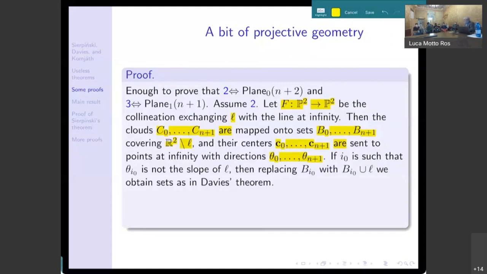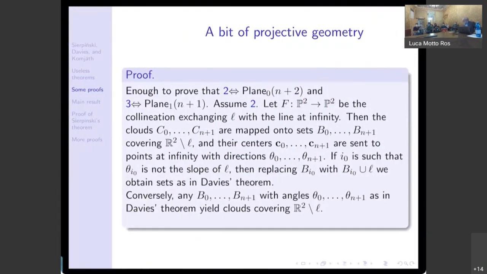But don't worry. Choose an index i_0 such that θ_{i_0} is not the slope of this line, and obviously it must be one. And just color that line, so replace B_{i_0} with B_{i_0} union that line. Just put a single color and you obtain a set as in Davis here, modulo some minor things. So if the C_i are of complexity sigma 1 n, the B_i are of complexity sigma 1 n, since you add a closed set, and that doesn't change the complexity.